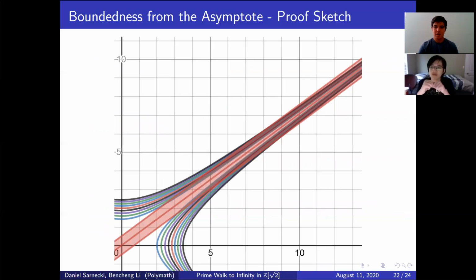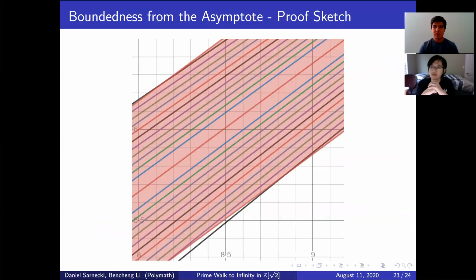Here's a picture of what we're talking about. This shaded red region is an example of a bounded region, and these curves here are the norm curves that we were talking about, and you see that eventually they enter the region. And here's a close-up of what we're talking about right here. We're seeing how many of these curves we can fit inside the red region.